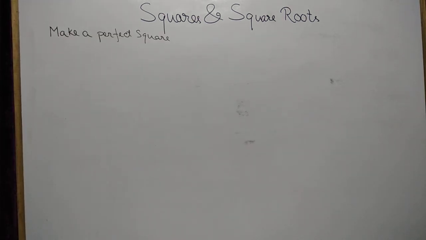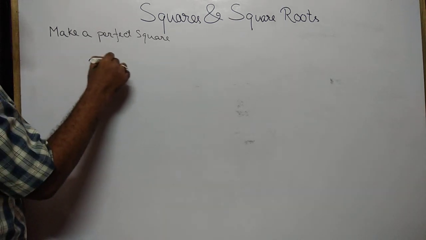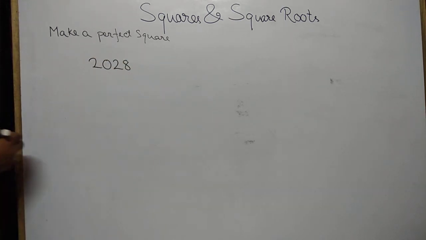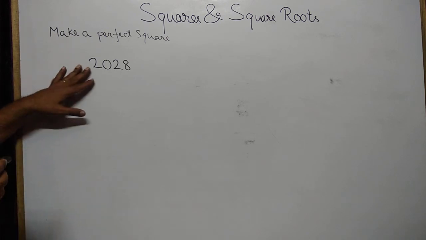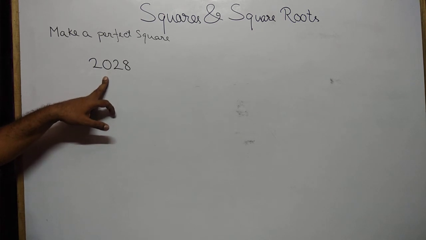In this type of question, it says: find the smallest number by which it should be multiplied so as to get a perfect square. First part. And the second part says: also find the square root of the square number so obtained. So how do we find it? I am picking one question, it's 2028. The question says find the smallest number by which it should be multiplied so as to obtain a perfect square number.